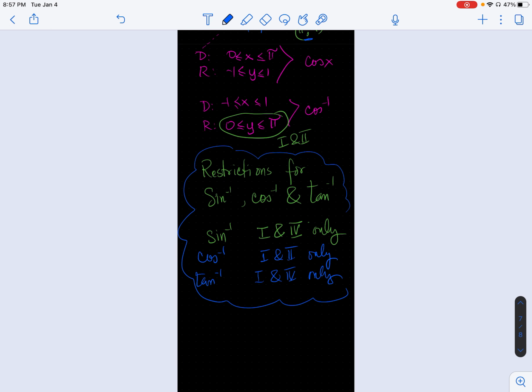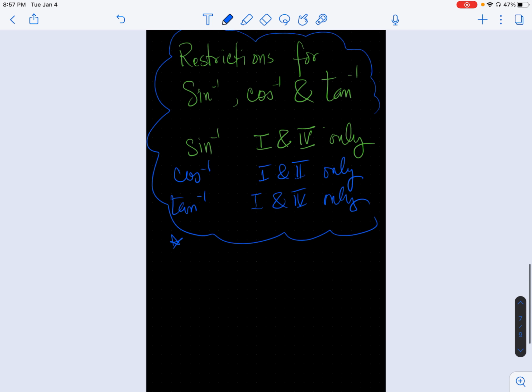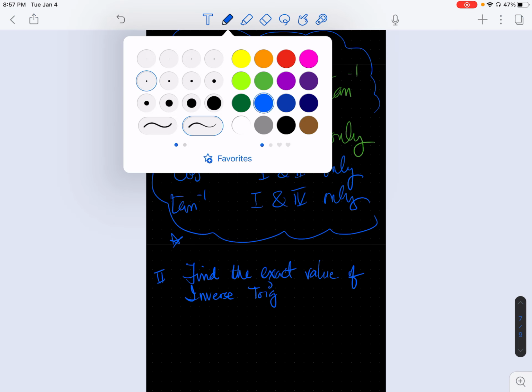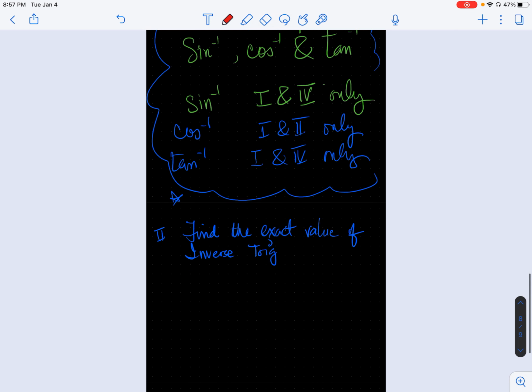Now we will switch to topic 2, which is all going to be based off of this bubble and the restrictions. What is topic 2 and the last topic? Finding the exact value of inverse trig. And we can make up a lot of such questions. Let me start with something simple.